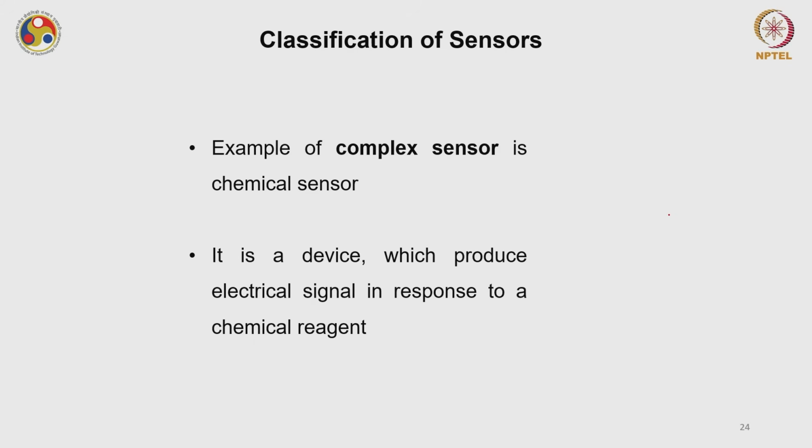An example of a complex sensor can be a chemical sensor. You can understand a chemical sensor as a device which produces an electrical signal in response to a chemical reagent. Say, consider a dissolved oxygen sensor. We know that dissolved oxygen is responsible for aquatic life. So if you want to measure the dissolved oxygen, you have to do electrolysis of oxygen.